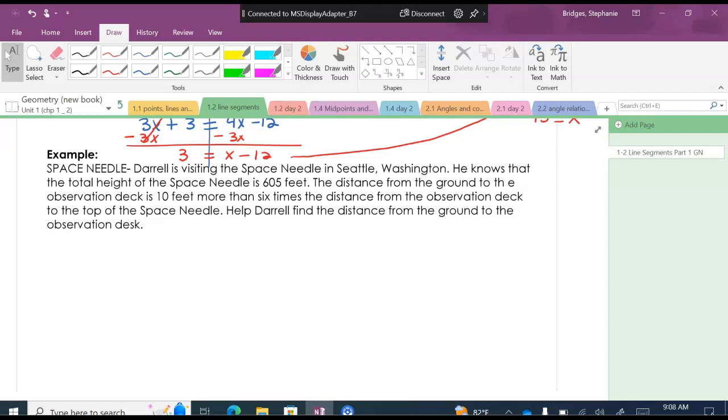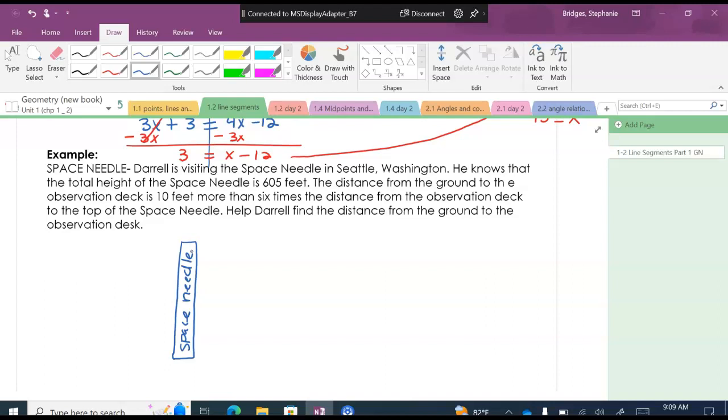Okay? Everybody? So, I am no artist. I do not expect you to be an artist. I don't even know what the Space Needle looks like, to be honest with you. So, I'm just going to draw that. That's my Space Needle. You can also just draw a line. It's obviously standing up and down, I would assume, if you have an observation deck.